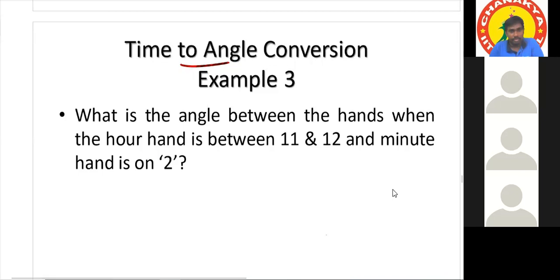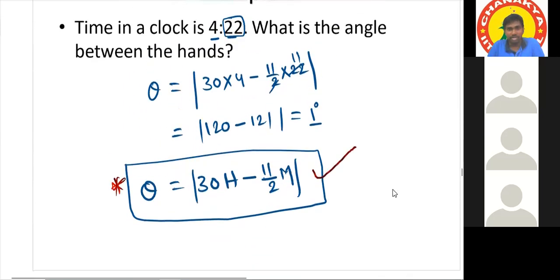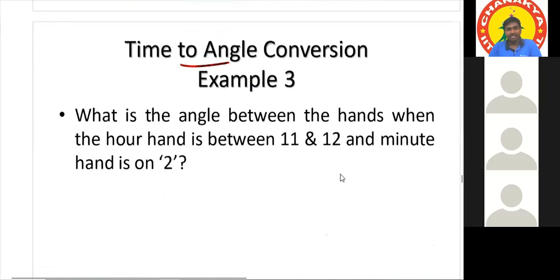Sir, is there any shortcut for the other types, where the minutes are not divisible by 5? Not divisible by 5, no shortcut. If there were one, I would mention that. Because there is no shortcut, I'm telling you to refer to the formula.